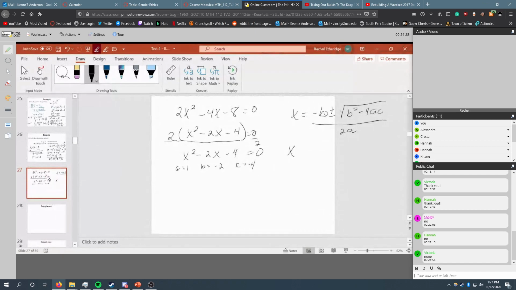So I'm going to put a negative of -2 here. So that's going to be a +2. The opposite of b there is the opposite of -2. And then -2 squared, using parentheses so I can square that negative.